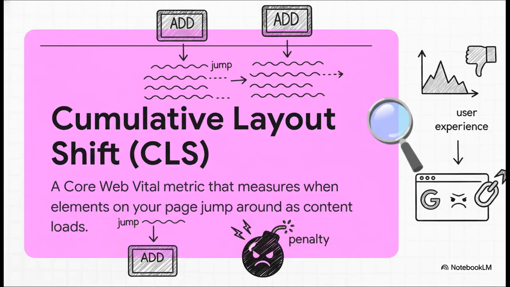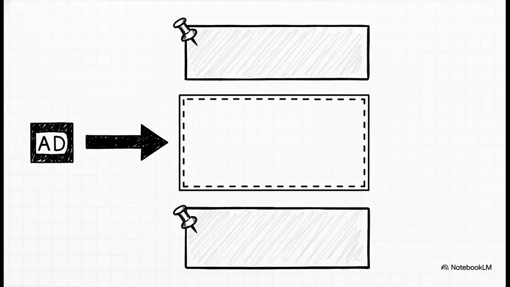Let's talk about the silent killer of a good user experience, cumulative layout shift, or CLS. You know exactly what this is. It's when you're halfway through reading a sentence and suddenly an ad loads in and shoves the entire paragraph down the page. It's infuriating, it's unprofessional, and Google hates it. Ads are the #1 cause of this. So how do we fix this page-jumping nightmare?